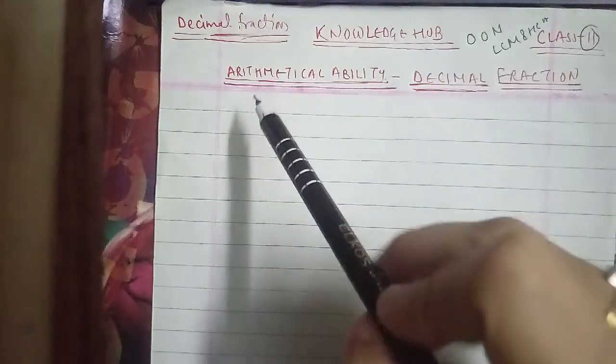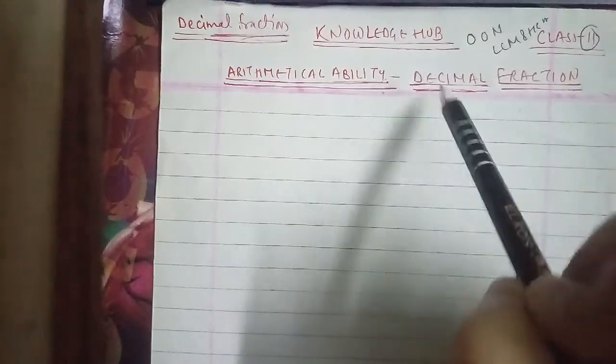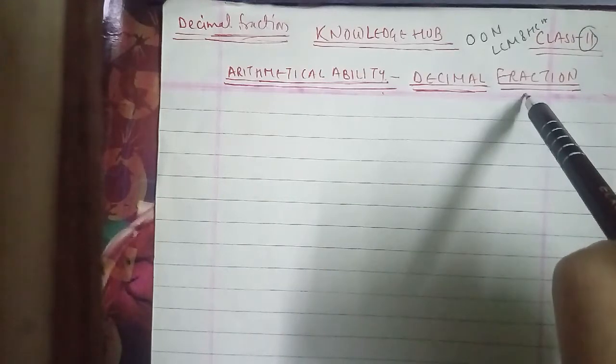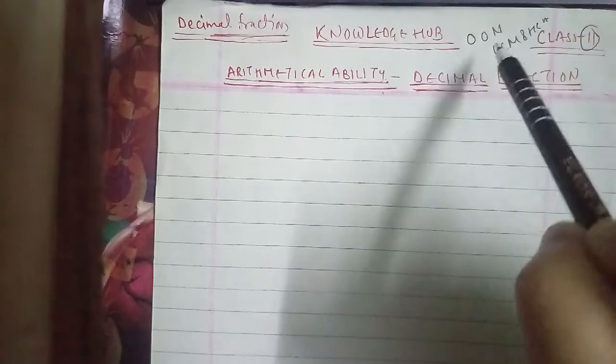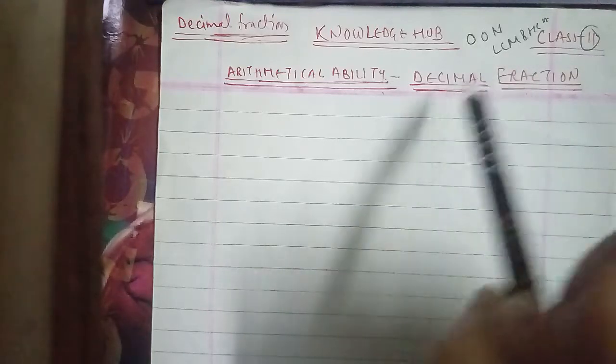And we are dealing with section 1, which is arithmetical ability, and that is your third topic, which is decimal fraction, after we had done operations on numbers and LCM and HCF, as I told you about in the last classes. So decimal fraction is also an important one.